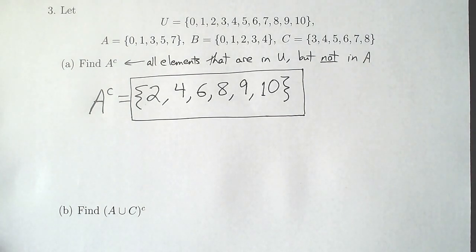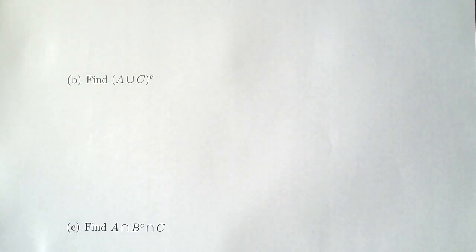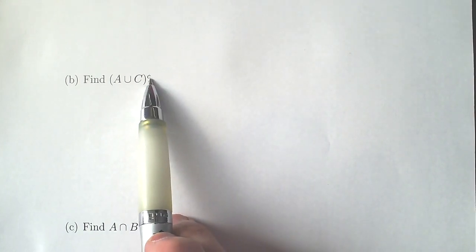Let's look at part B. This one has parentheses. So remember, in math, when you see parentheses, you should do what's in the parentheses first. And that means that the little complement up there, we're going to save that for last.